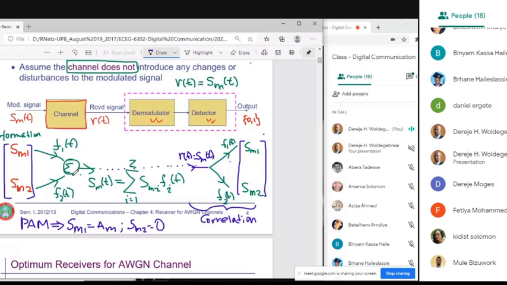So what is our conclusion here? One of our conclusions here is that in the absence of any distortion, in the absence of any interference during transmission, recovering the information sequence can be implemented by performing correlation of the received waveform R of t with each of the orthogonal basis functions.